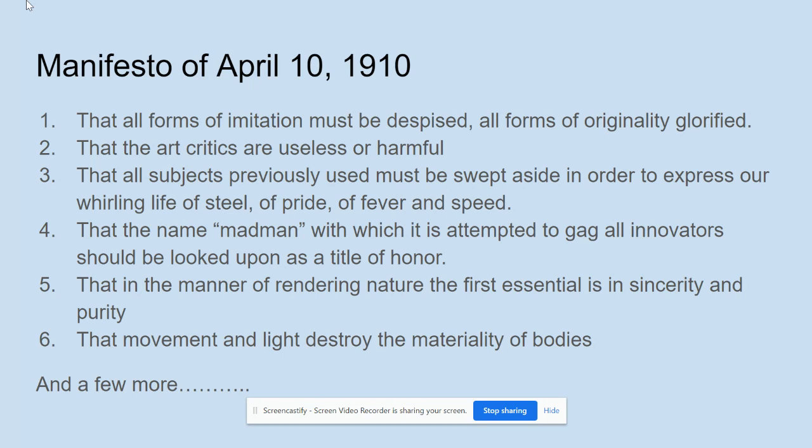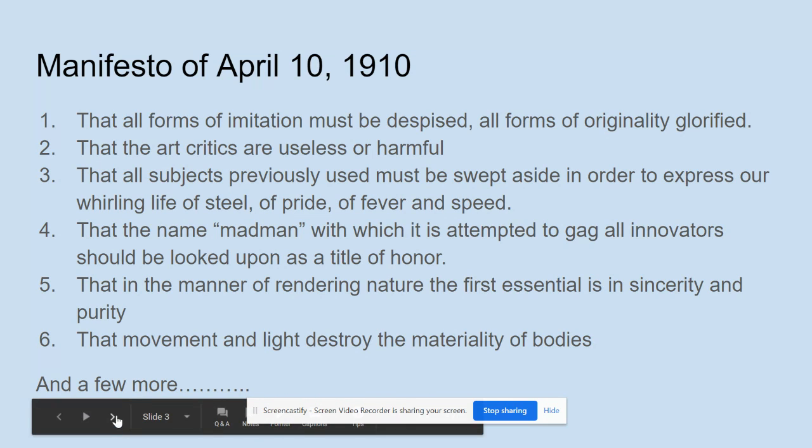Number four, that the name madman, with which it is attempted to gag all innovators, should be looked upon as a title of honor. Number five, that in the manner of rendering nature, the first essential is sincerity and purity. Number six, that movement and light destroy the materiality of bodies. And a few more, but we're not going to listen to all of them.